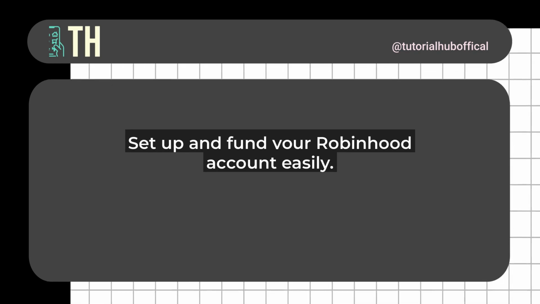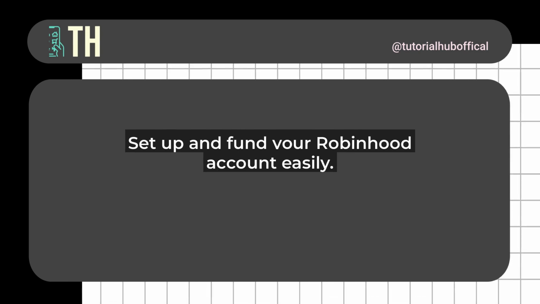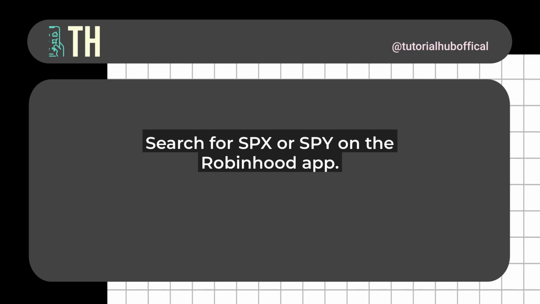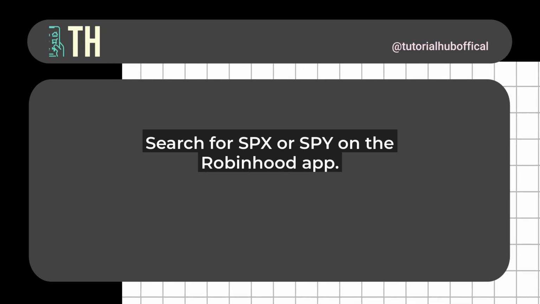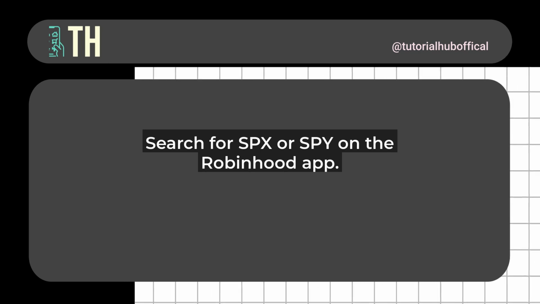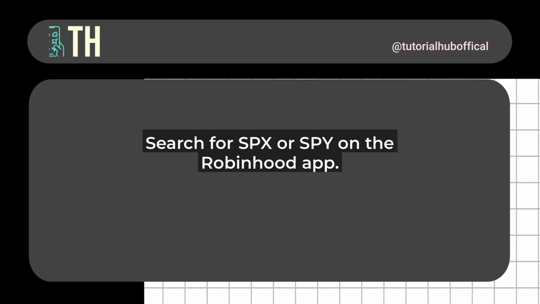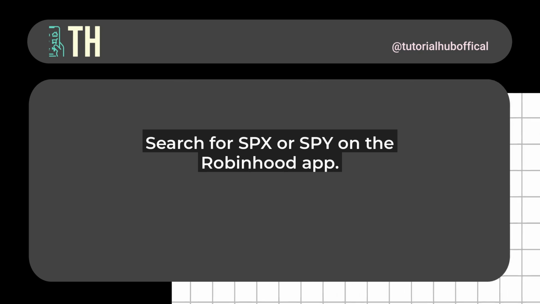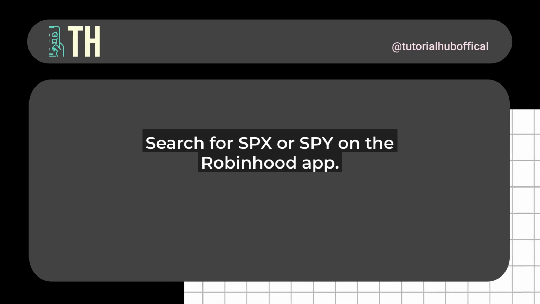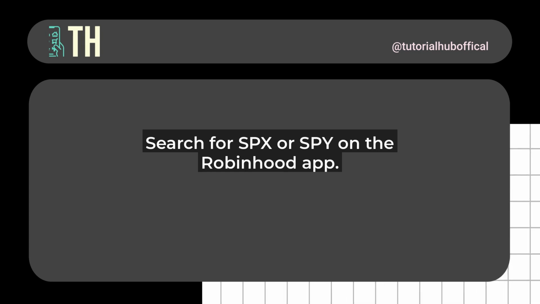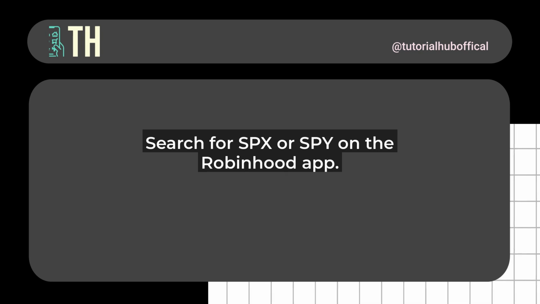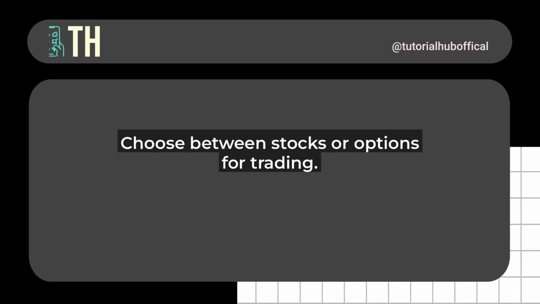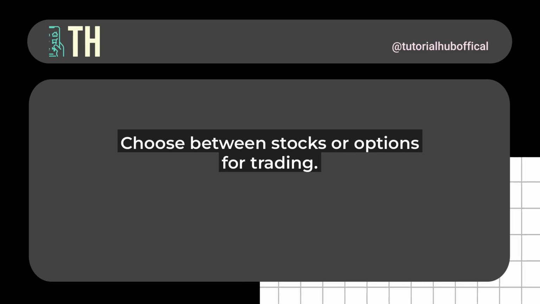can get started confidently. First things first, make sure you have a Robinhood account set up. If you don't, download the app, sign up, and verify your identity. It's quick and free. Once you're in, fund your account using a bank transfer or debit card. Now, head to the search bar and type in SPX, or look for SPDR S&P 500 ETF Trust, SPY, which is a popular way to trade SPX on Robinhood since it mirrors the index.